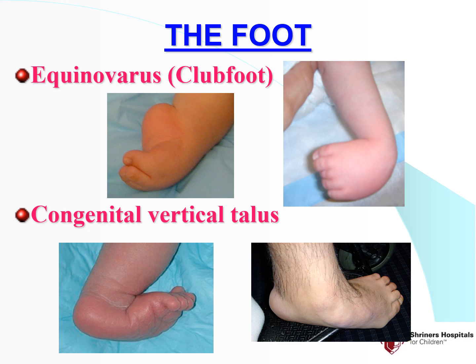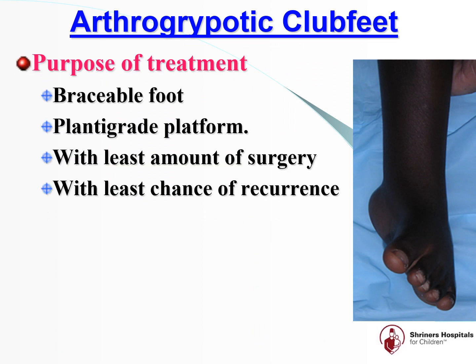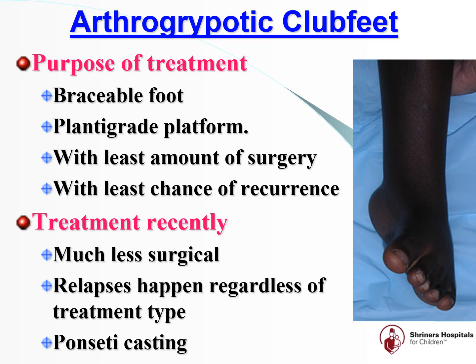Starting at the feet, the two most common deformities are the clubfoot and the congenital vertical talus. The goal of treating the arthrogrypotic clubfoot is to have a braceable foot that is flat to the ground and achieving that with the least amount of surgery while preventing recurrence as best as possible. Recently, treatment has become much less surgical, with the recognition that arthrogrypotic club feet tend to recur regardless of how they are treated. If they are treated surgically, their relapses are harder to correct.